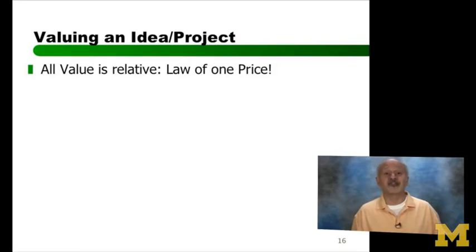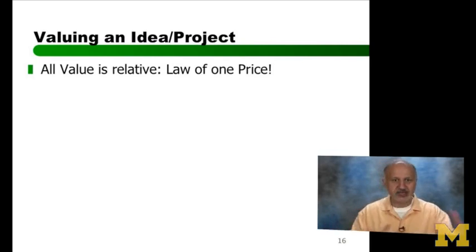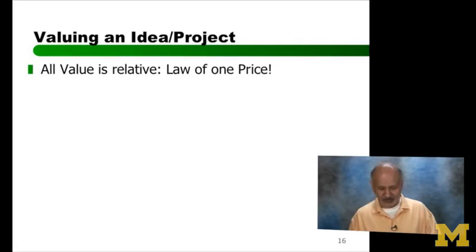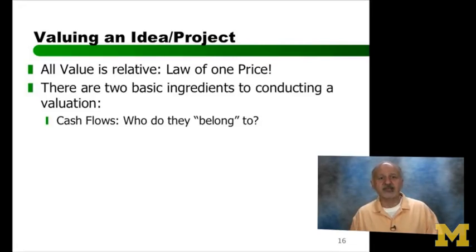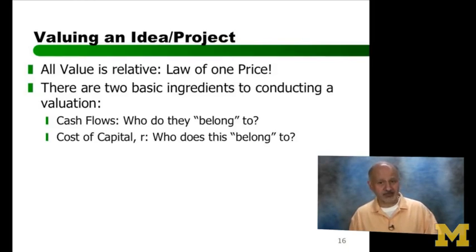So that's why markets are so cool. That's why I love markets. Markets allow you to figure out value, but value is always relative. So what should my value be depends on the closest comparable. It's not perfect, but in the real world, very simple rule to follow, one which we don't. There are two basic ingredients, cash flows. Who do they belong to? The project. The other is cost of capital. Who does it belong to? The marketplace. Other opportunities.